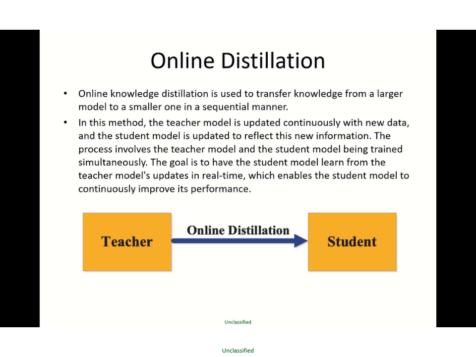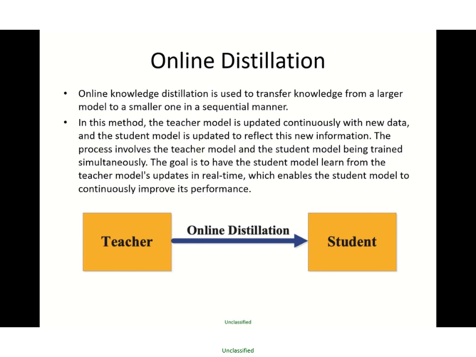Online knowledge distillation is used to transfer knowledge from a larger model to a smaller one in a sequential manner. In this method, the teacher model is updated continuously with new data, and the student model is updated to reflect this new information. This process involves the teacher model and the student model being trained simultaneously. The goal here is to have the student model learn from the teacher model's updates in real time, which enables the student model to continuously improve its performance.